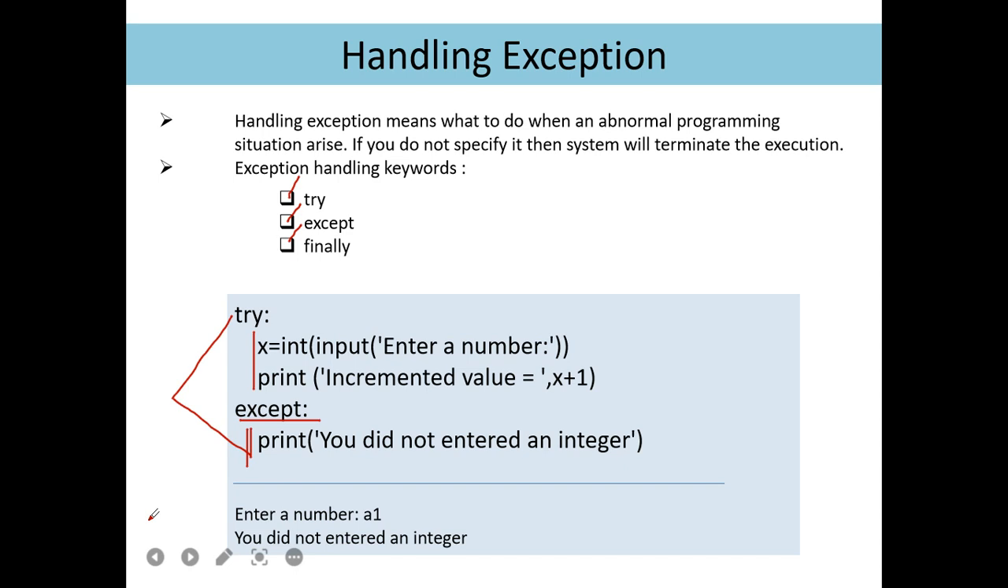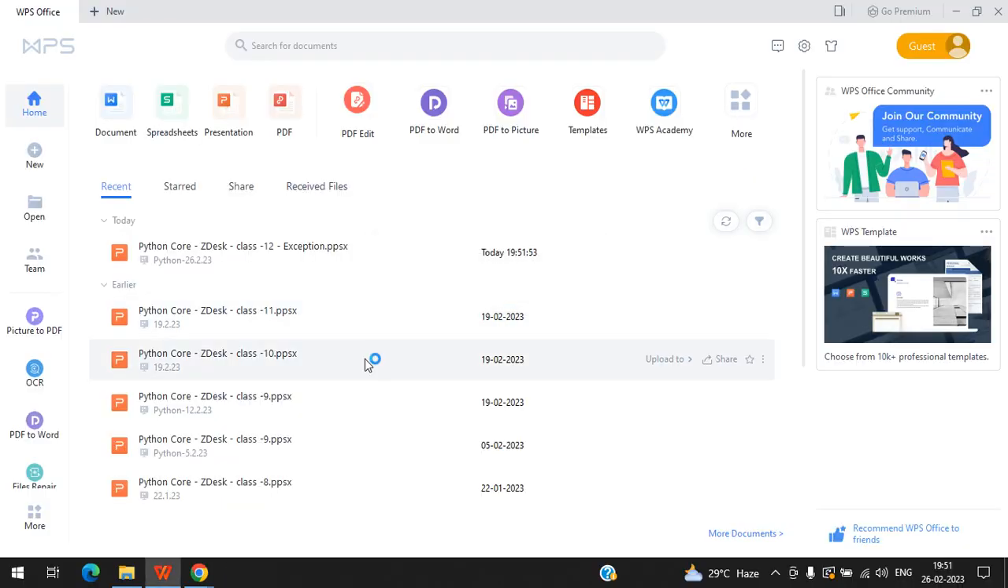So by implementing this try and except, we process that kind of situation and complete our program in such a way that the user is not going to feel bad. Okay, so here I am going to demonstrate something.